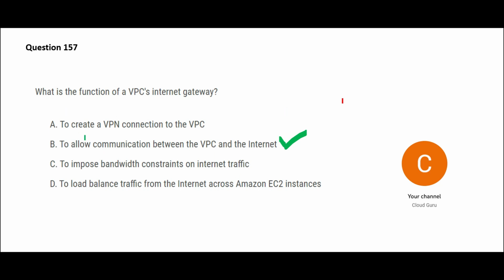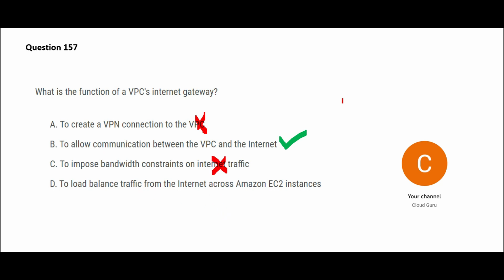Because if you see the first one, to create VPN connection to the VPC, this is not used to create a VPN connection, so that's why this is wrong. C says to impose bandwidth constraints on internet traffic. No, internet gateway is not used to put any constraint. It is an enabler and not a disabler. I repeat, it is an enabler and not a disabler. So that's why this is wrong. And D says to load balance traffic.